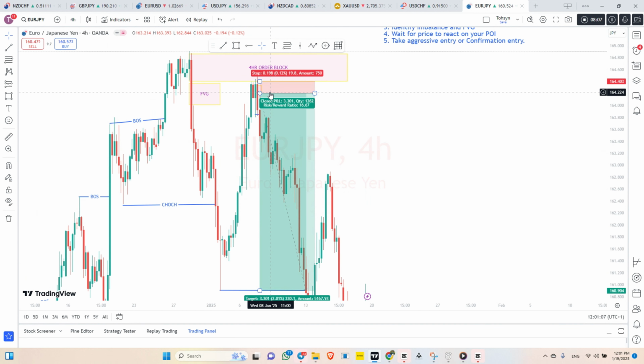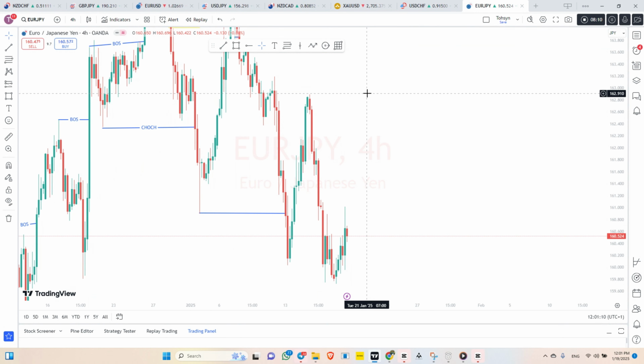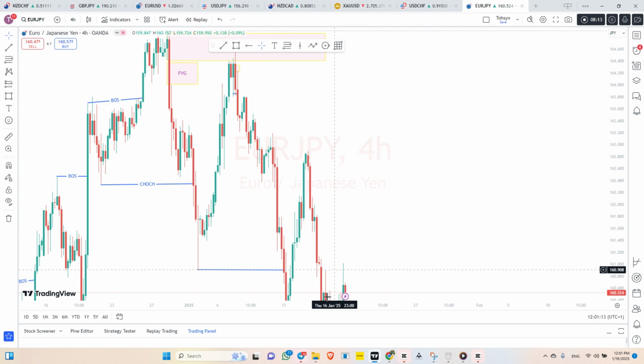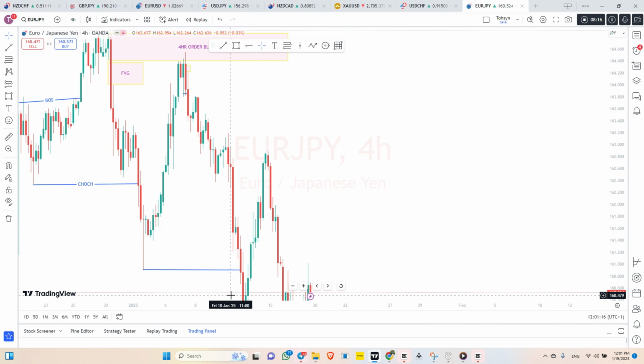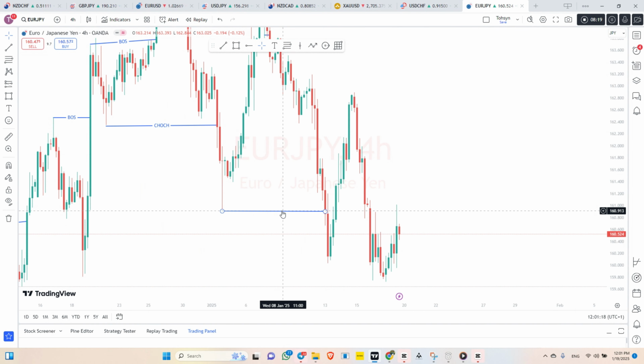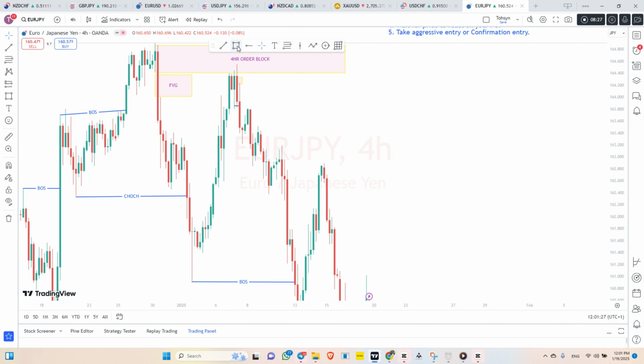Let me delete this. So where is the POI that caused this break of structure? Remember, in a downtrend, our order block is the last buying candle before the sell.